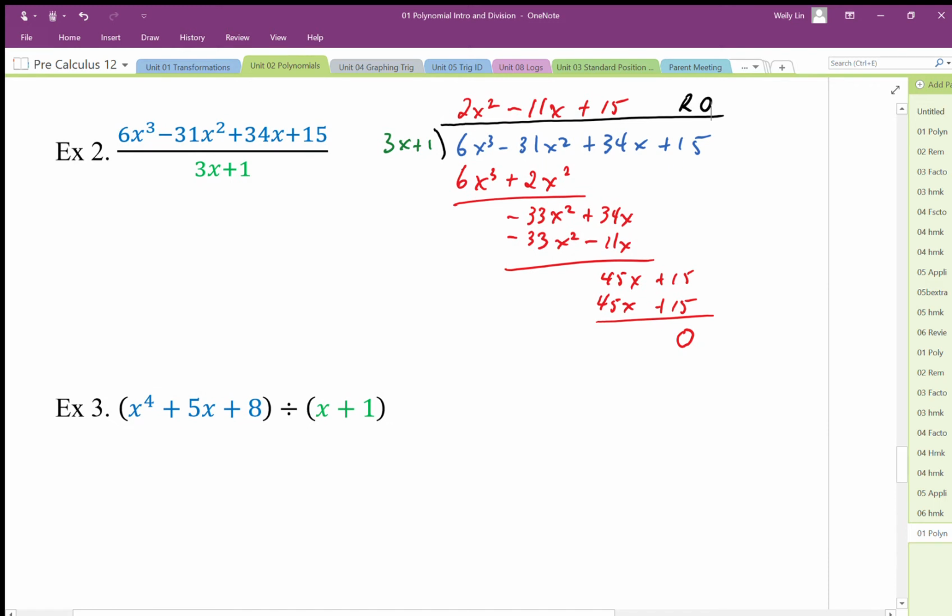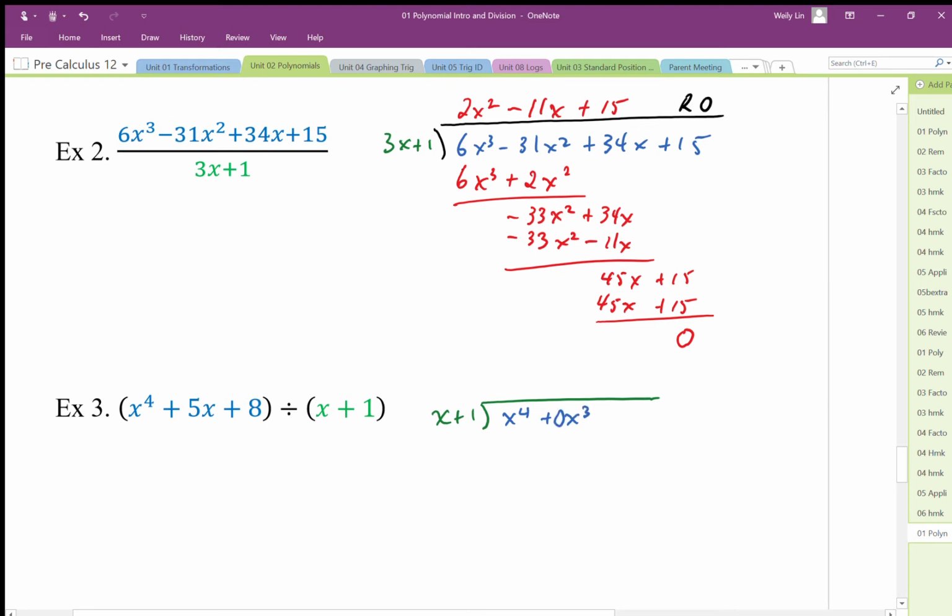Okay. So set up this one again. We have our divisor, x plus 1, into x to the power of 4. Now we have to be careful, because remember that the powers represent place value. I need to make sure I have all the place values when I line up my division. So in this case here, I'm missing an x cubed, so I'm just going to write 0x cubed.